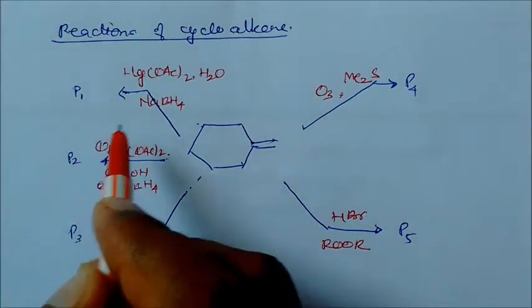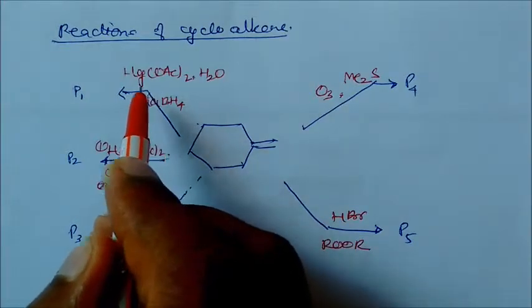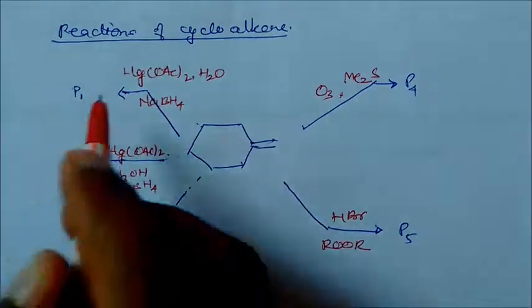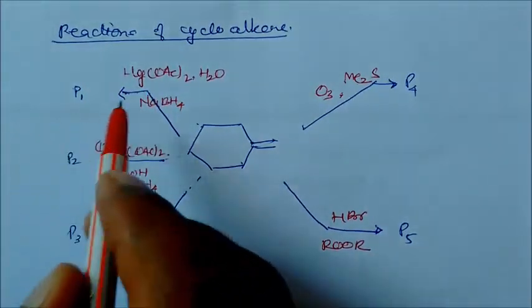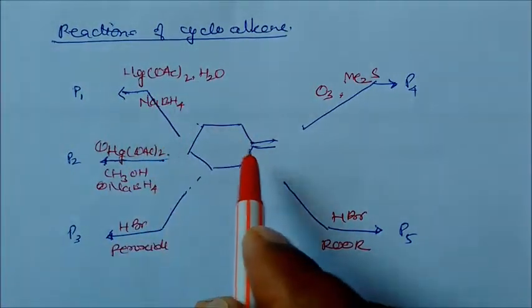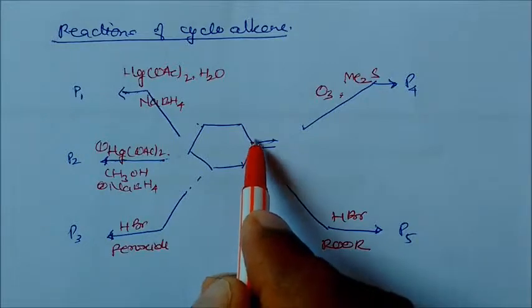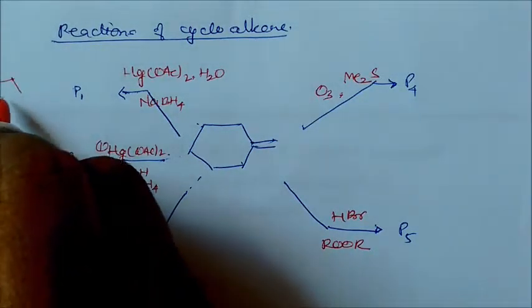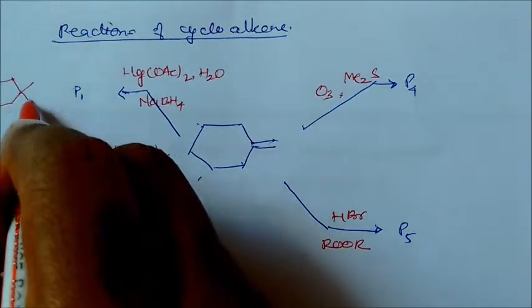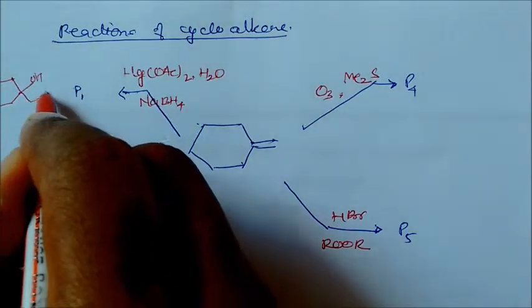In P1, mercury. So oxymercuration with water is there. The Markovnikov rule applies over here, so hydrogen will be added as per the Markovnikov rule. So OH will be this side, hydrogen will be this side. So we will get the product like this one. Here will be your OH and here will be your hydrogen. This is product one.